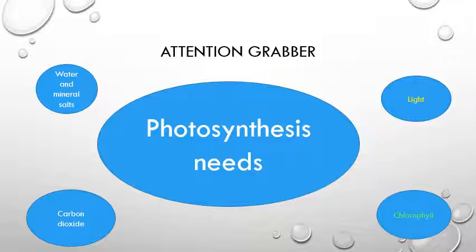Photosynthesis needs chlorophyll. Let's repeat the needs for photosynthesis together. Photosynthesis needs water and mineral salts. Photosynthesis needs carbon dioxide. Photosynthesis needs light and photosynthesis needs chlorophyll.